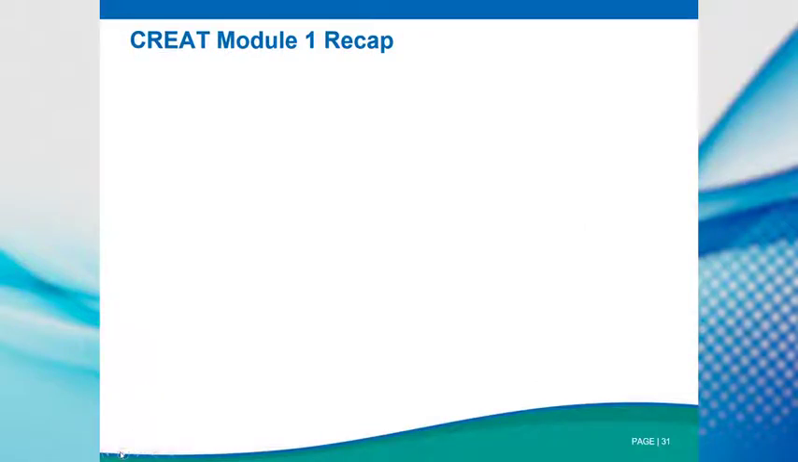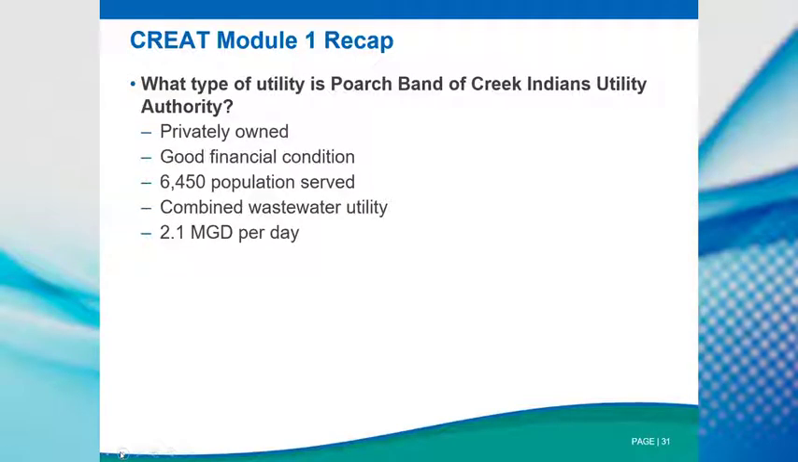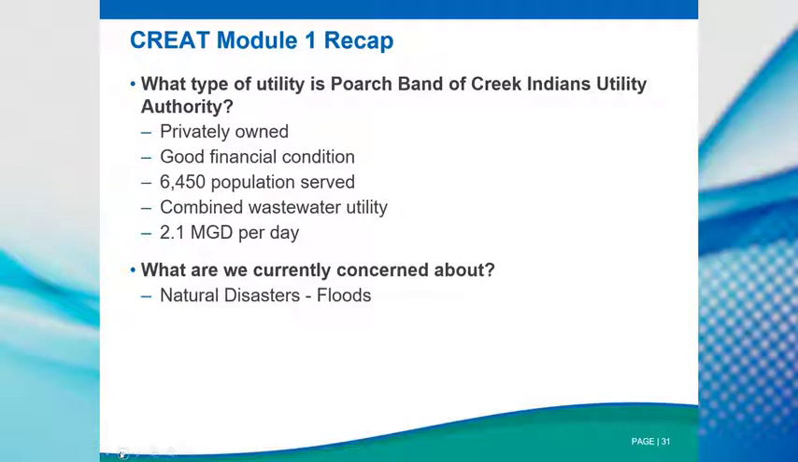But one thing we wanted to do was recap what we've done with the Poarch Band of Creek Indians Utility Authority, because we've been showing you how CREAT works, but we're also entering in information for the Poarch Band. So we want to make sure that you guys follow along. We haven't lost you, but this also leads us to ask a couple of questions of you guys. So we entered in what type of utility is the Poarch Band of Creek Indians Utility Authority? It's privately owned, it's in good financial condition, 6,400 population served, combined wastewater utility. That's the type that they selected. Remember, there were 4 choices there, and then they treat about 2.1 million gallons per day on average.